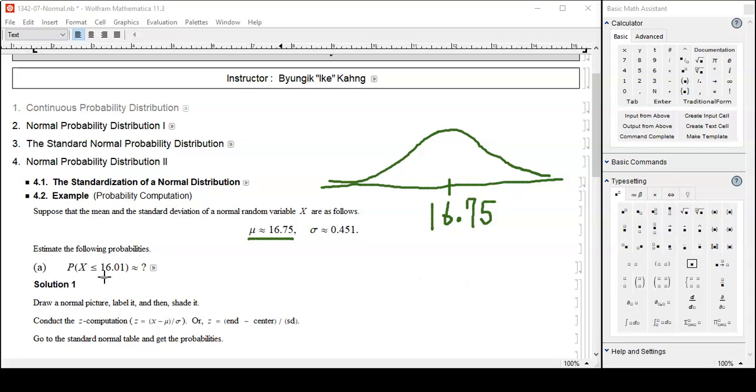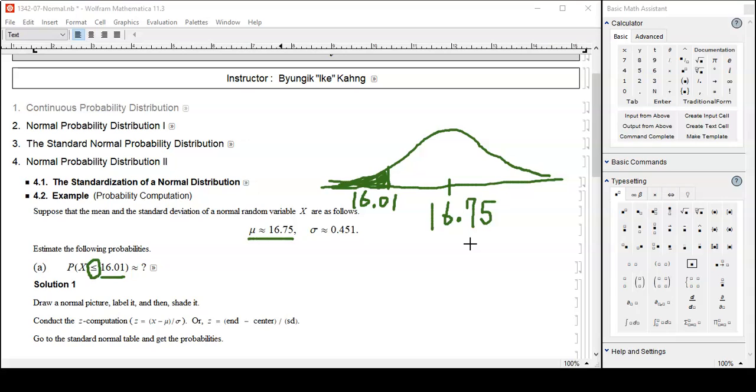And then what do I want? I want 16.01 or less. And where is it? 16.01 should be over here. It's less than 16.75, so it's got to be here. And then I have to shade. It's less than 16.01 that I'm looking for, so shading is to the left. It's the left-hand side shading that I have to do. Okay, the picture is done. Labeling and shading are all done.